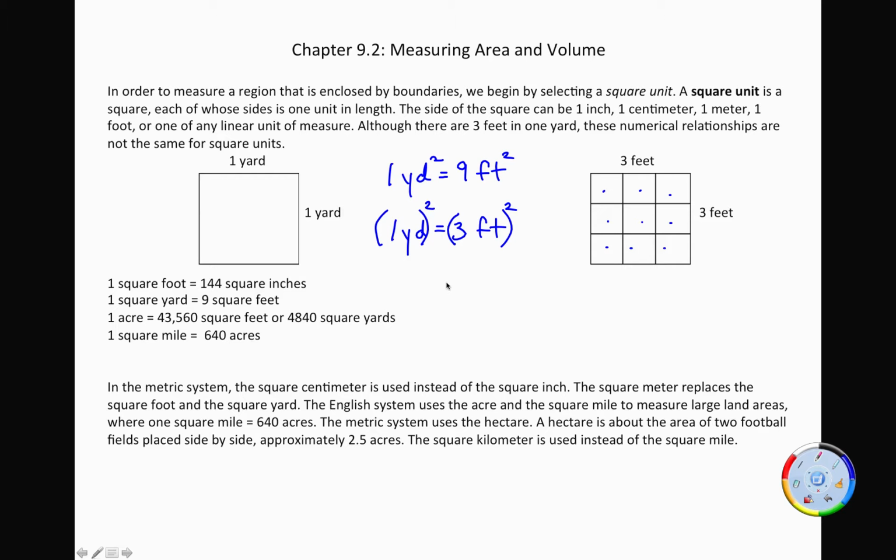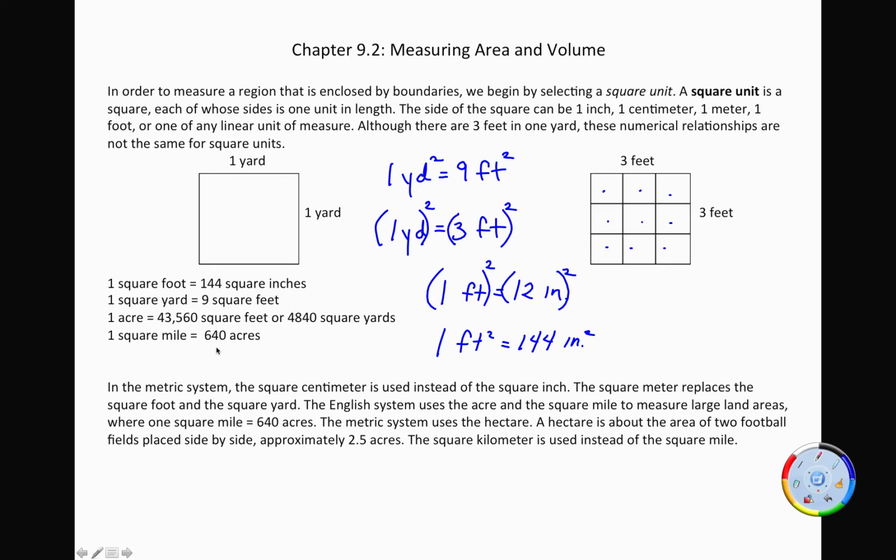For example, I know that 1 foot is equal to 12 inches. So once again, I can find my formula for area by squaring that. Okay, 1 times 1 is still 1, but now I have to square my feet. 12 times 12 is 144 square inches, which is what we have listed right here. We also have units of area called acres. 1 acre is 43,560 square feet, or 4,840 square yards, and a square mile is 640 acres.